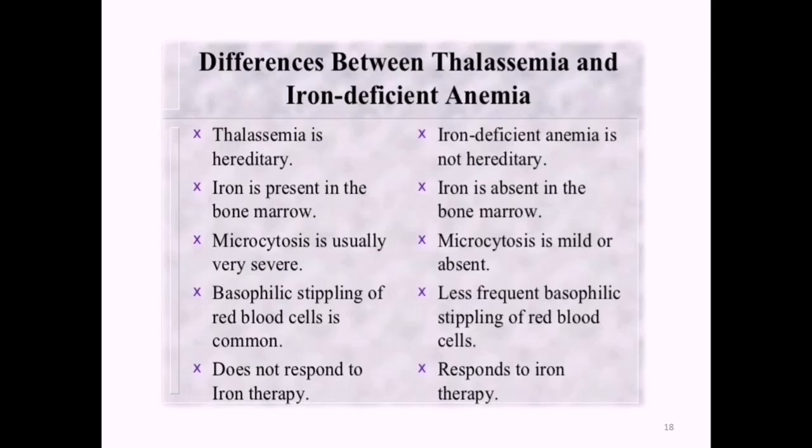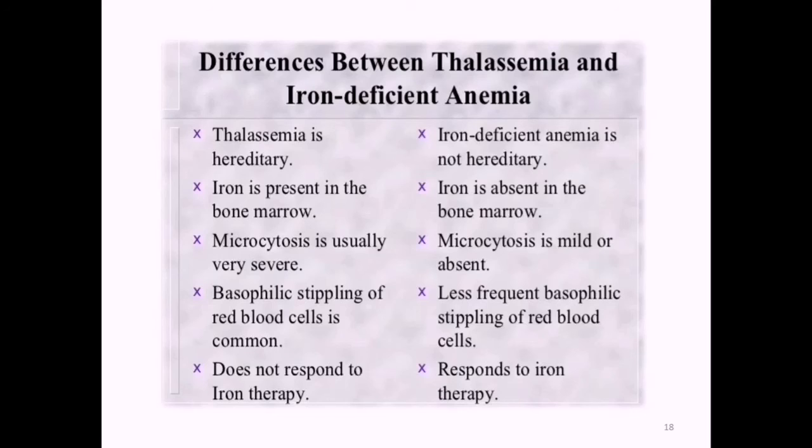An important thing in iron deficiency anemia: the iron is absent from the bone marrow, while in thalassemia it is present in the bone marrow. In iron deficiency anemia, the microcytosis, as we said, is mild or absent, while it is usually very severe in thalassemia. The basophilic stippling of the red blood cells is frequent in thalassemia, while it is less frequent in iron deficiency anemia.